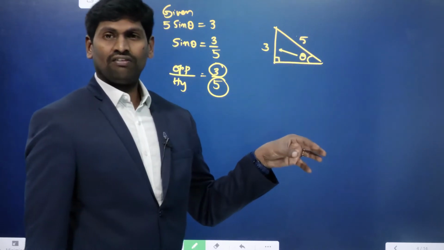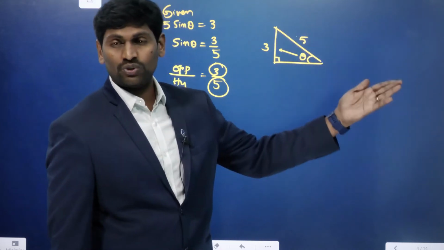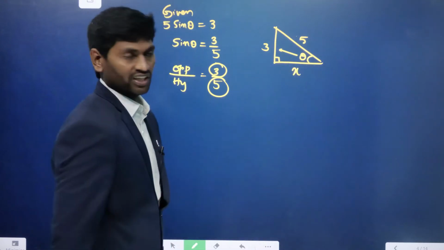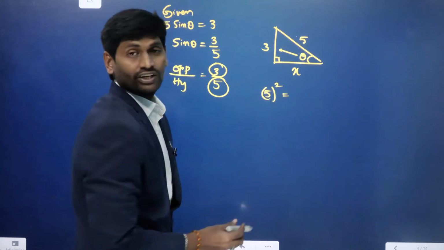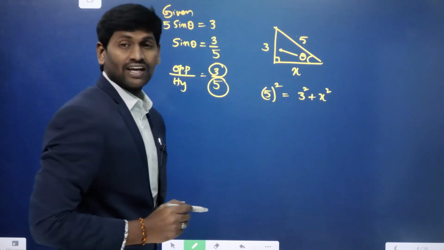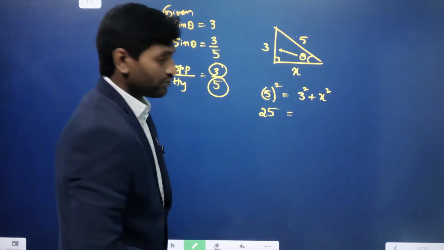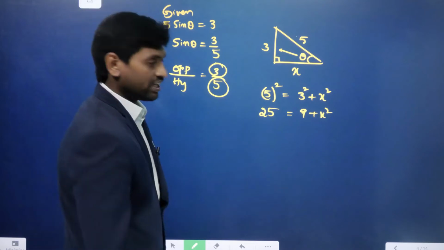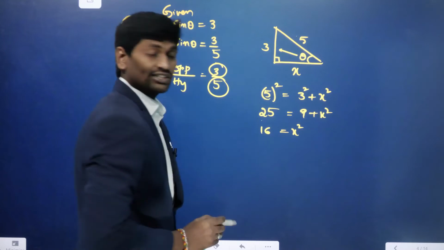Whenever you see a right angled triangle, we can use the Pythagoras theorem. Hypotenuse square equals side square plus side square. This one we don't know. So 5 square equals 3 square plus x square. 5 square value is 25, equals 3 square value 9 plus x square. Transposing 9, it becomes minus 9. 25 minus 9 is 16. So x square value is 16.